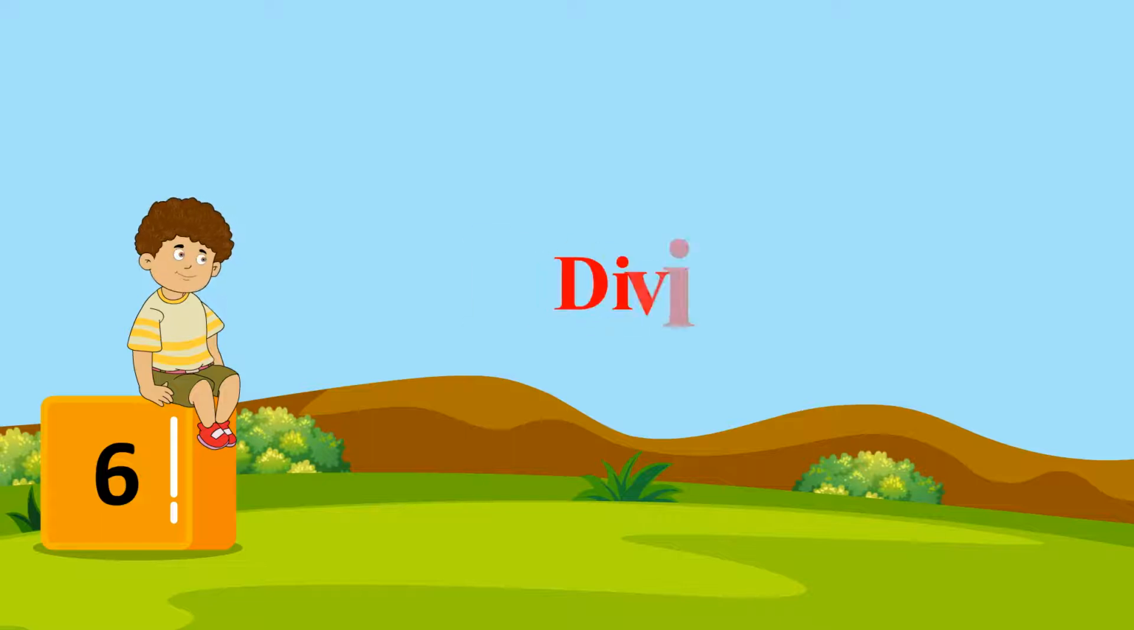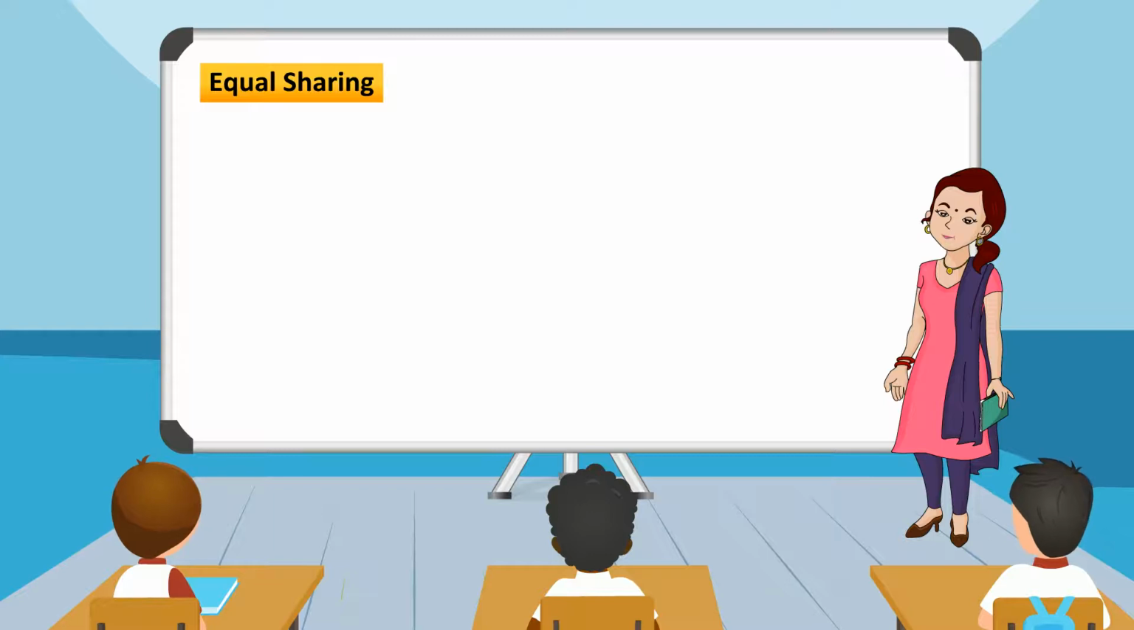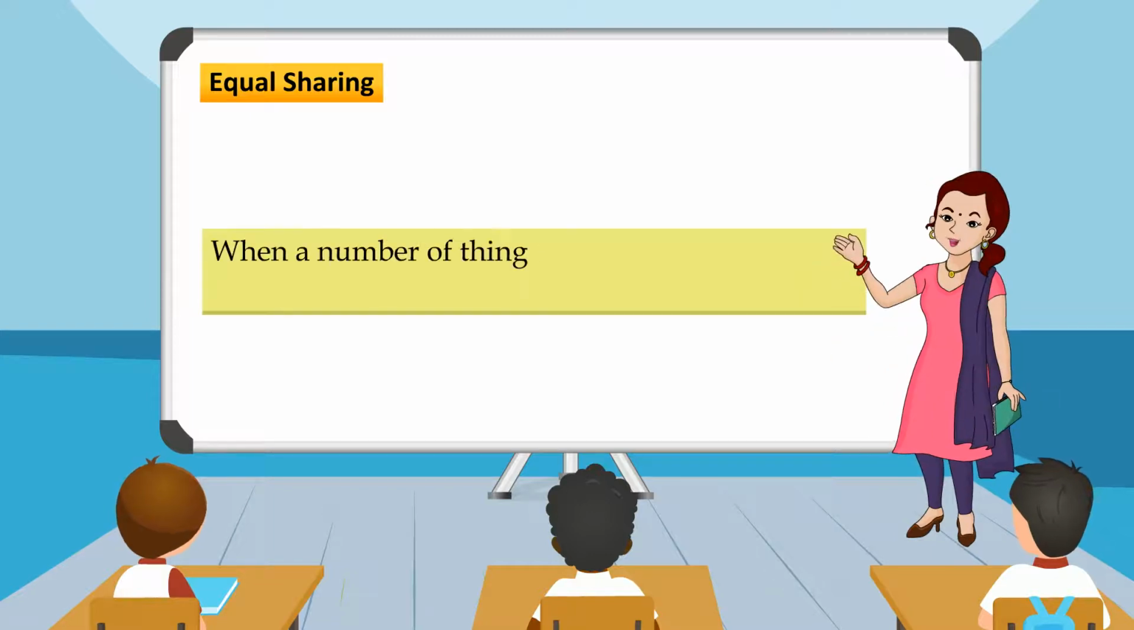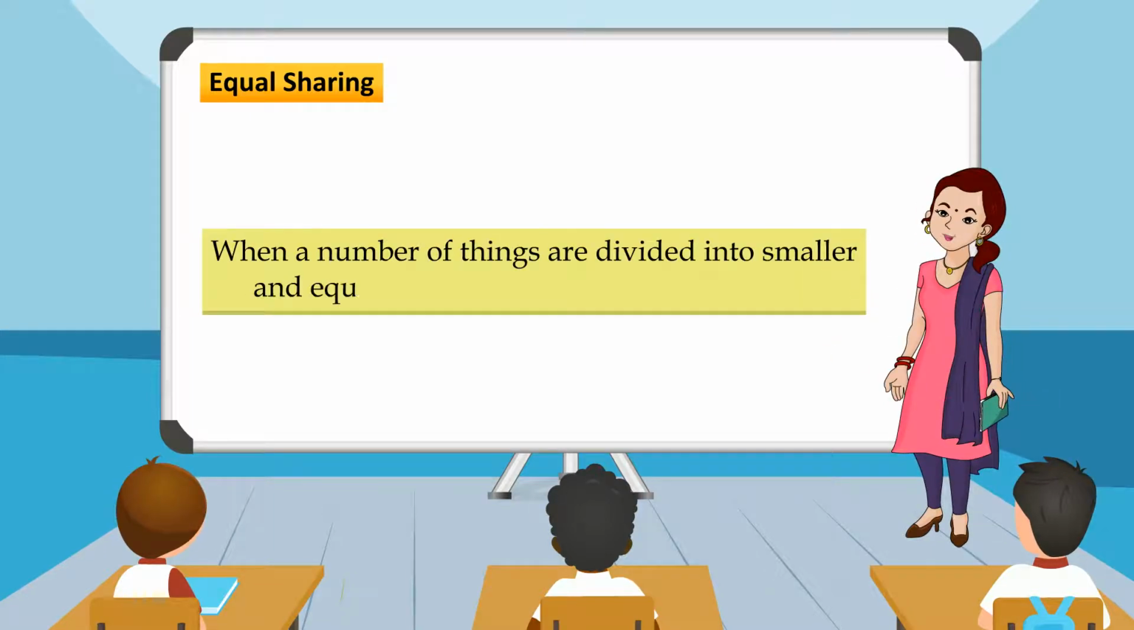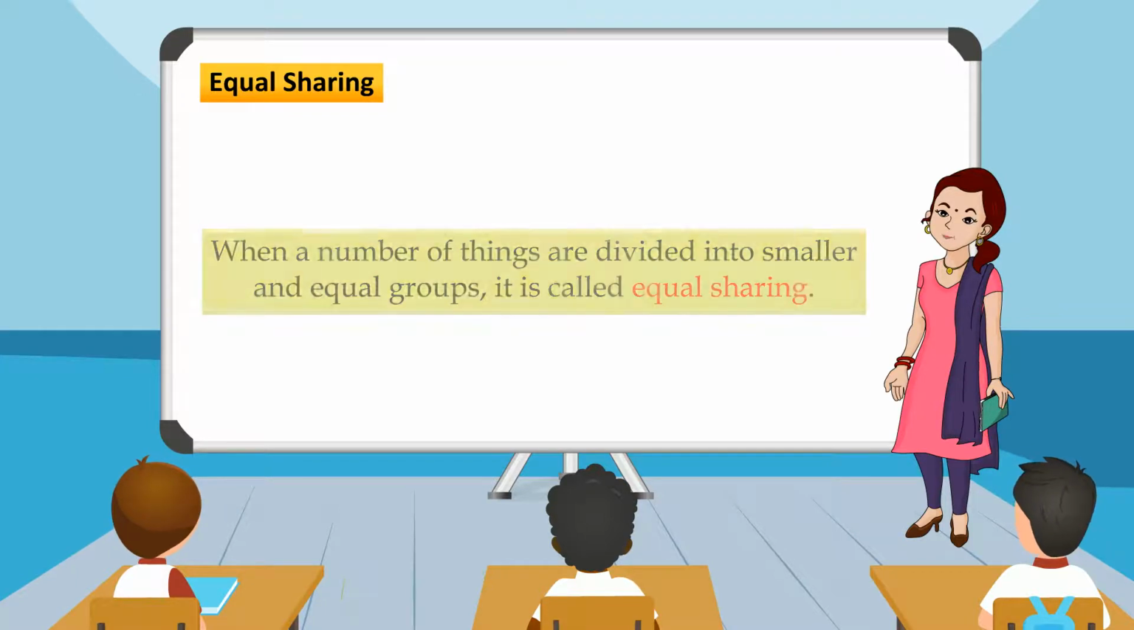Chapter 6. Division. Equal sharing. When a number of things are divided into smaller and equal groups, it is called equal sharing.